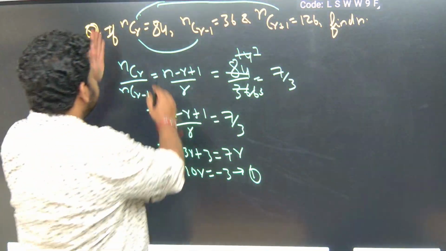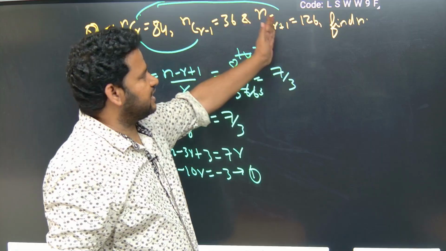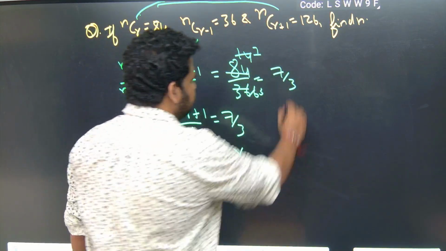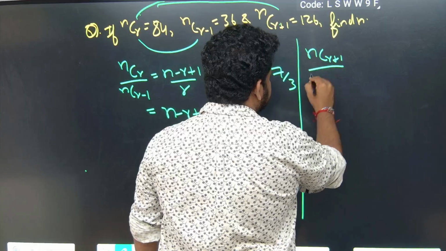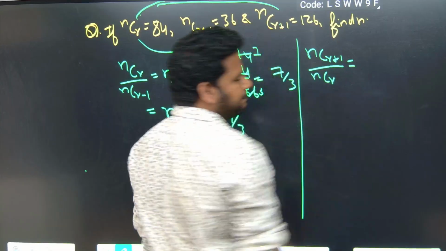Now let us take NCR is equal to 84 and NCR plus 1. Okay, let us take that one. So what will I get? NCR plus 1 divided by NCR. NCR plus 1 is what, friends?